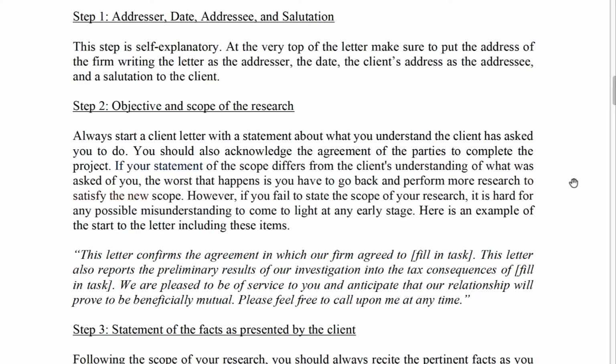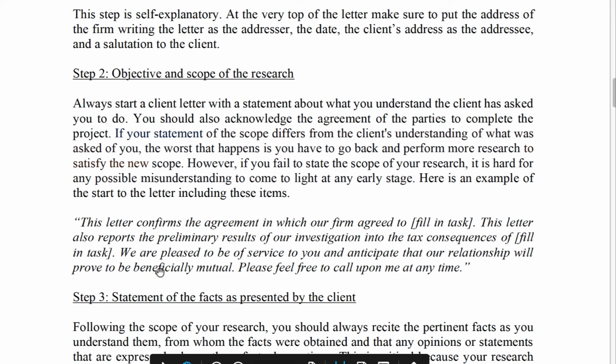And then again, as I mentioned earlier, you want to have the fluff language throughout the letter that basically says, hey, we're here to help you. We're pleased to be of service to you. Anticipate that our relationship will prove to be beneficially mutual. Please feel free to call upon me anytime. Some of you out there are like, well, that's just a waste of time. Again, it's a way to make the harshness seem not as harsh. I know it sounds bad, but it's kind of like cherry coated or coated in chocolate, right? Make it a lot less harsh. Okay, so that's step 2.